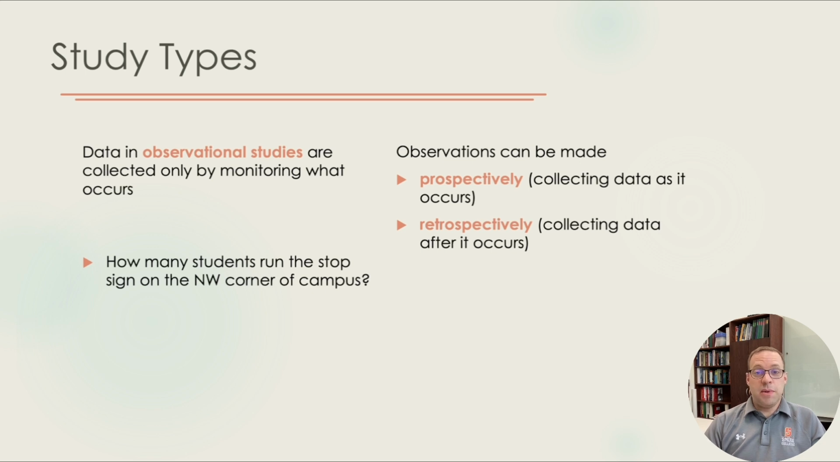Now, observations can be made prospectively. This is collecting the data as it occurs. So this is sitting at the corner and watching it as it happens. That would be a prospective study. Or observations can be made retrospectively, meaning you collect data after it occurs. This would be a case of, say, giving students a survey to ask them questions about some topic that we want to address.